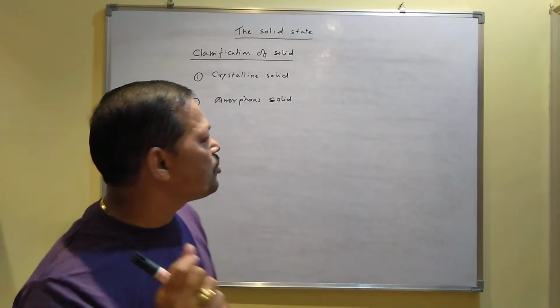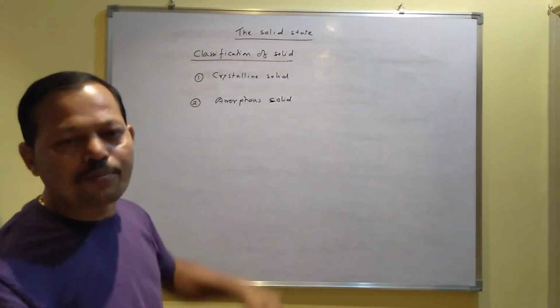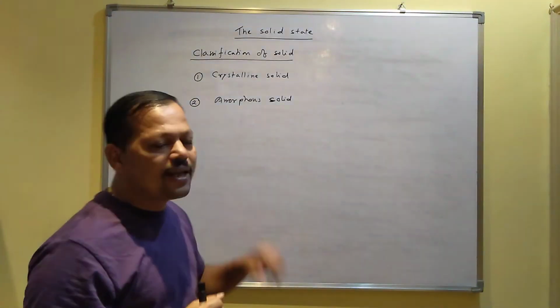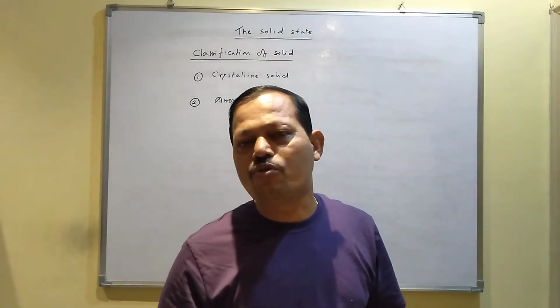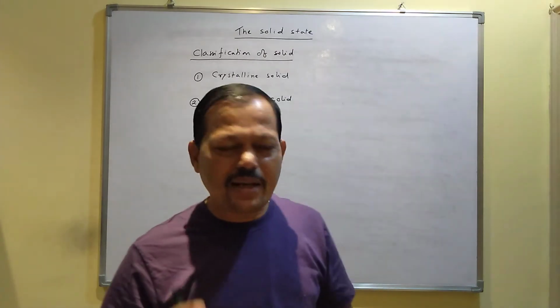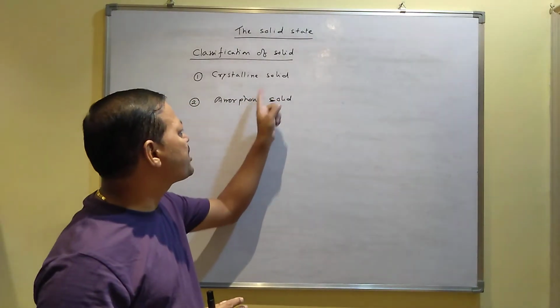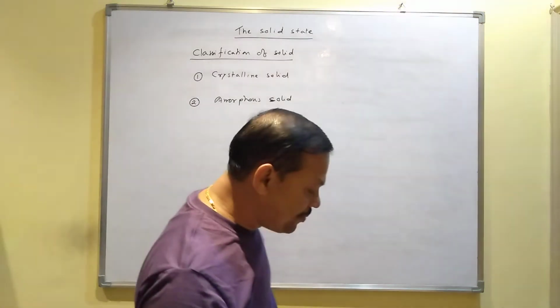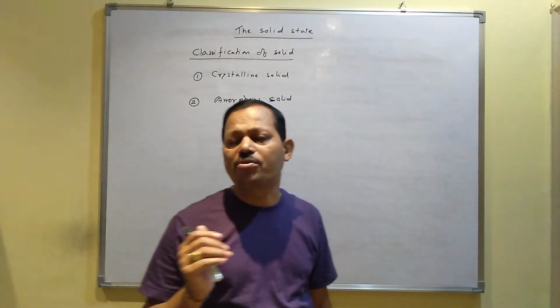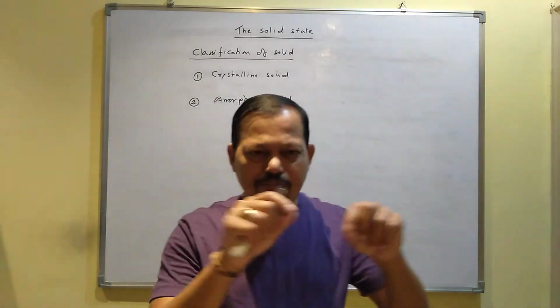So that type of powder-type salts are said to be amorphous solids. A crystalline solid possesses a definite shape, but an amorphous solid does not have any regular shape. That is the main point of difference between crystalline solid and amorphous solid. In a crystalline solid, the various constituent particles, the particles present inside the solid.